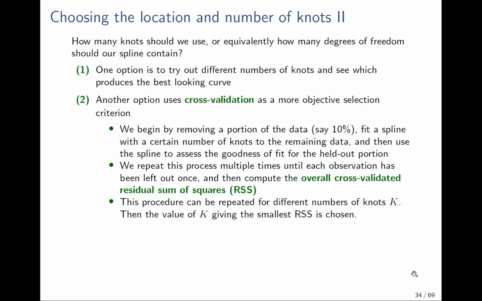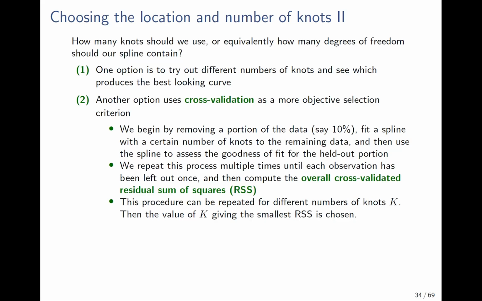So that's how we can choose the location, but how many knots should we use? Or equivalently, how many degrees of freedom should our spline contain? With a small degree of freedom, we're going to have a less wiggly fit than we will with a big degree of freedom. Again, I'll show that in a minute. One option is to try out different numbers of knots and see which produces the best looking curve. So you just do it almost manually, by hand, so to speak: estimate with different numbers of knots and see which you prefer.